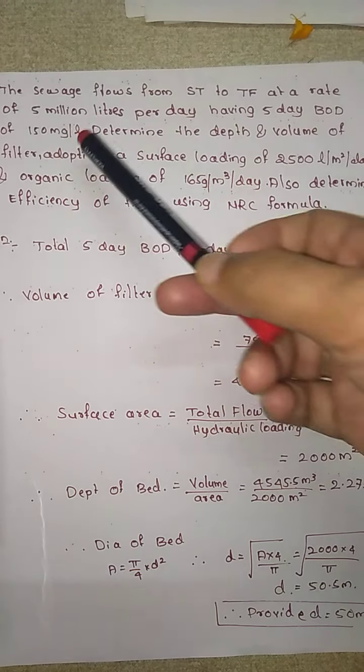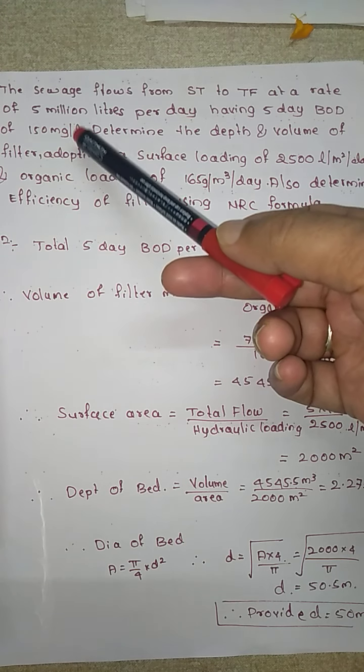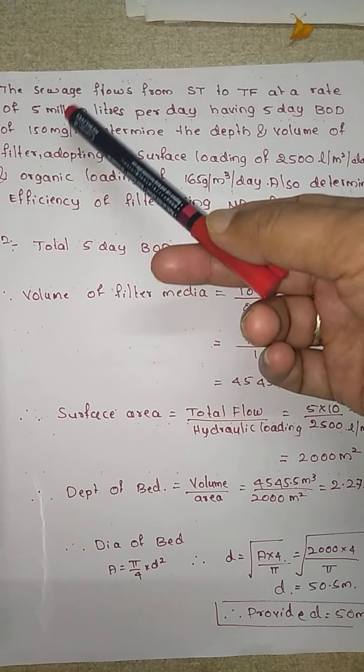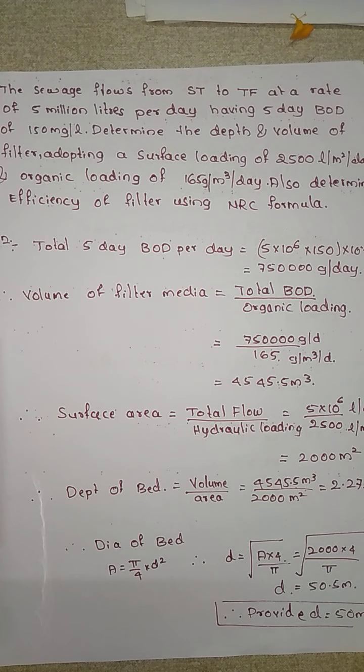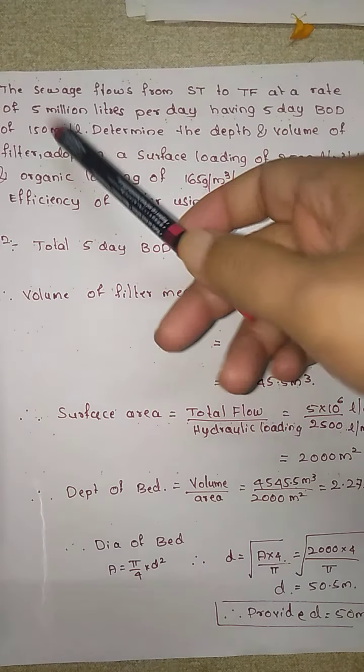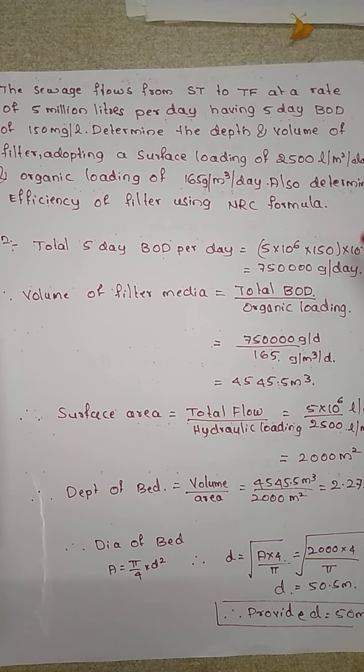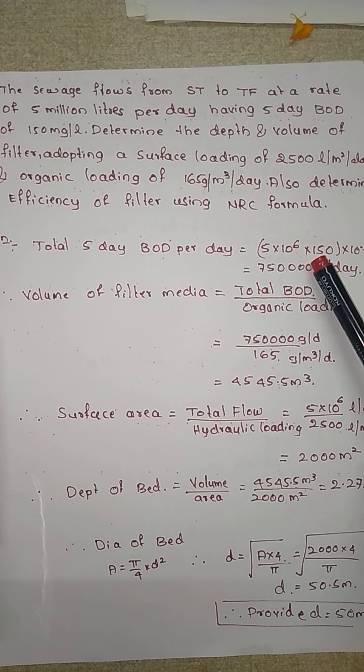Now the BOD value, how much is it? 150 milligrams per liter. So the quantity of water that we need to treat is 5 million liters per day, right? It is going to have 150 mg per liter of BOD. So we need to calculate the total BOD. Total BOD for 5 million liters of water is 5 into 10 to the power 6, that is million liters, times 150 into 10 to the power 3, where we have converted milligrams into grams. So we get the answer as 7,50,000 grams per day.